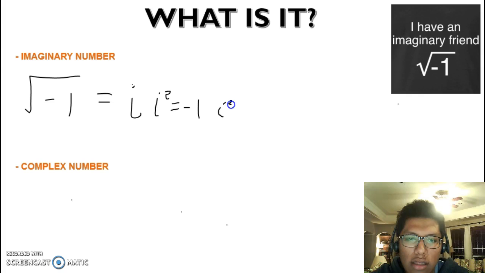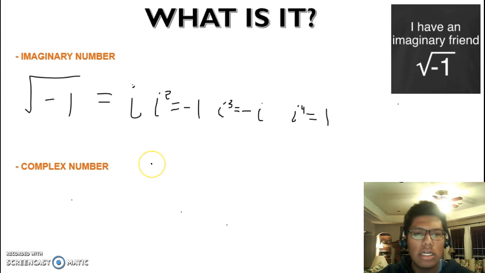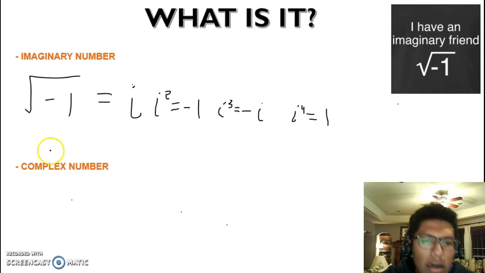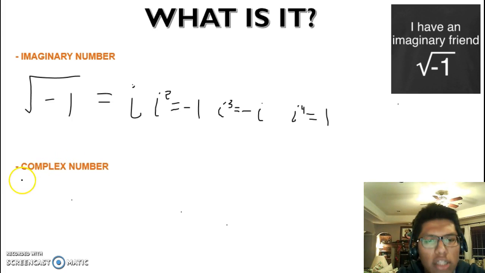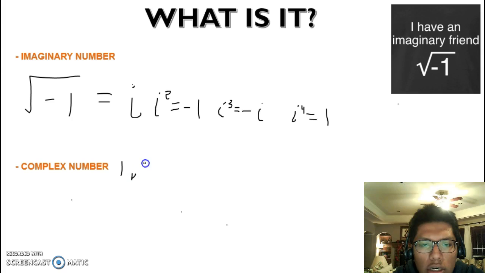i cubed is going to equal -i, and i to the fourth is going to give us +1. So now that we know an imaginary number, now we can discuss a complex number. All a complex number is, is when you combine a real number and an imaginary number. A real number being like 1 or 2 or 3 or pi.